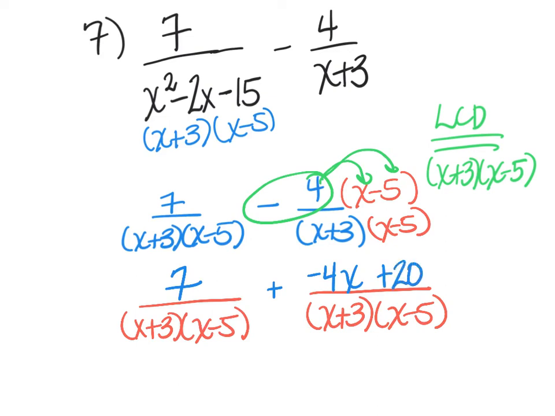So now when you combine those numerators, there's nothing to combine with the -4x, and 7 plus 20 is 27. All over the common denominator of x plus 3 times x minus 5.